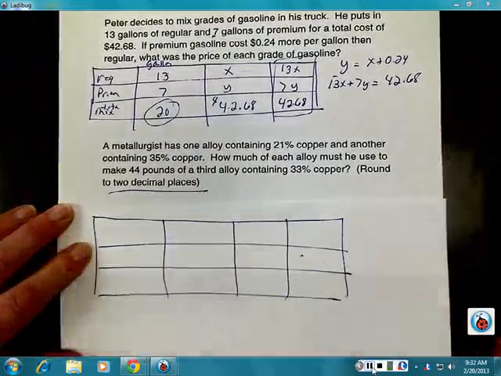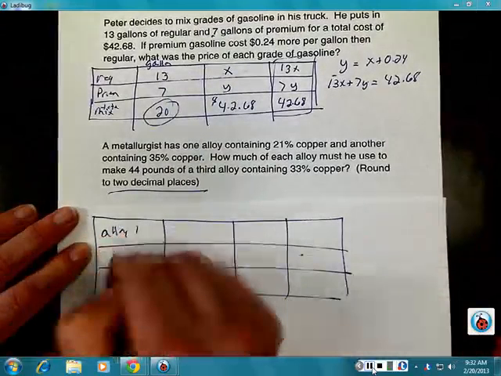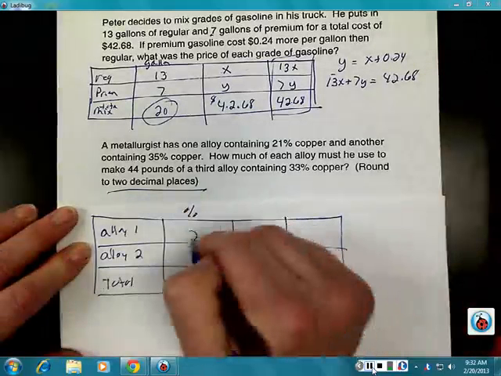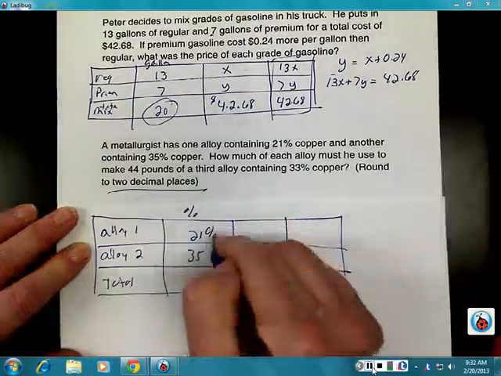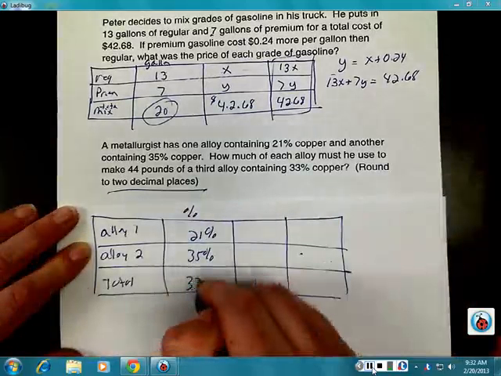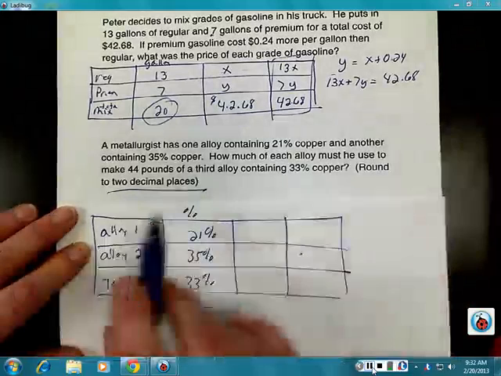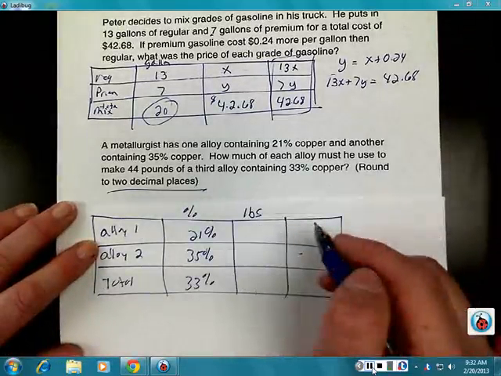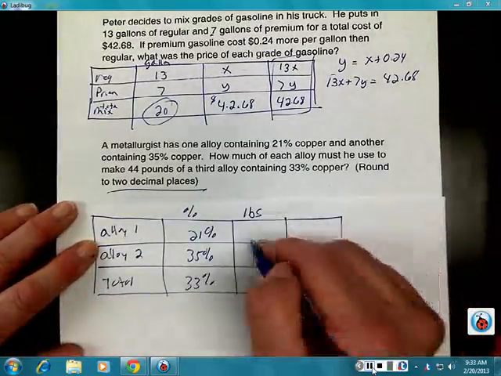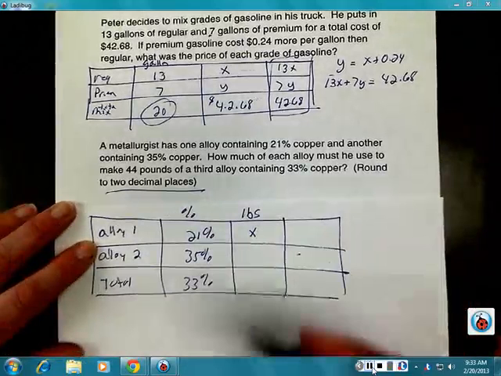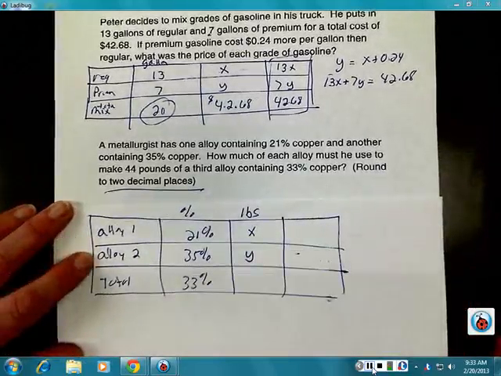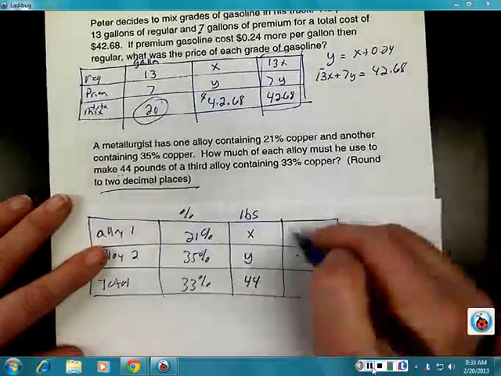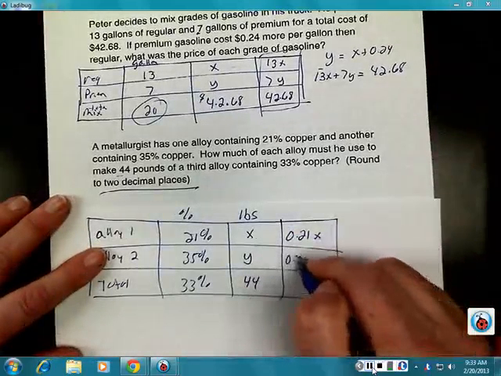So if we chart it, 3 lines again whenever you chart. So we got alloy 1 and alloy 2 and total. And if we've got percents, what was it? 21 for the first one, 35 for the second one, and their total is going to be 33%. And what do we know we're measuring in pounds? So how many pounds of the first alloy? Don't know, so it must be good old X. You start to see a pattern with some of these equations. They start to get the exact same thing going all the time. Y is for alloy 2, because they don't know anything about it. And how much do we have? 44 pounds. Okay, so multiply across.